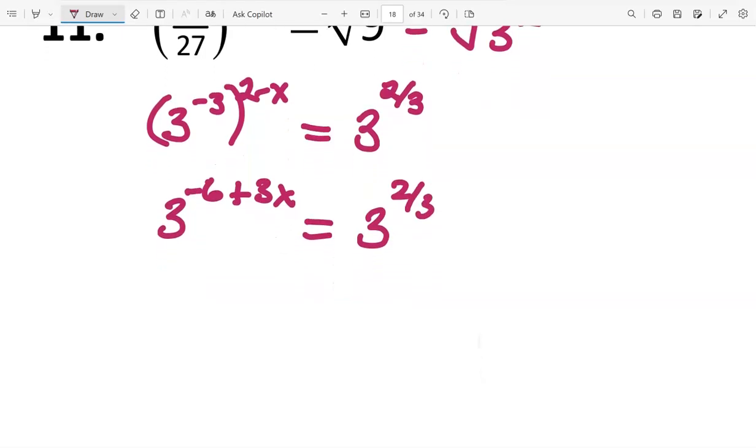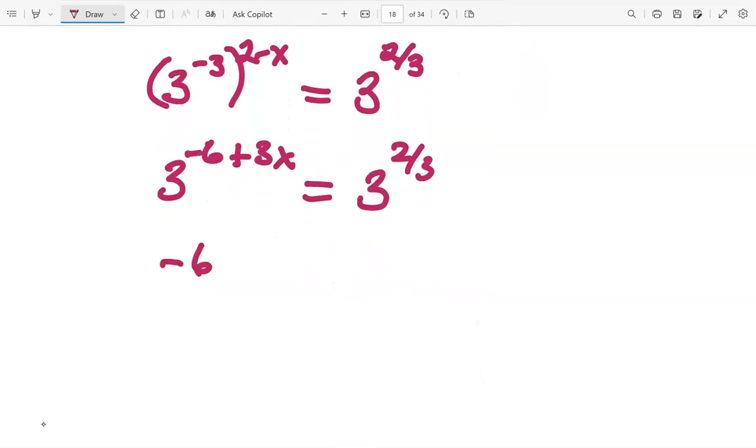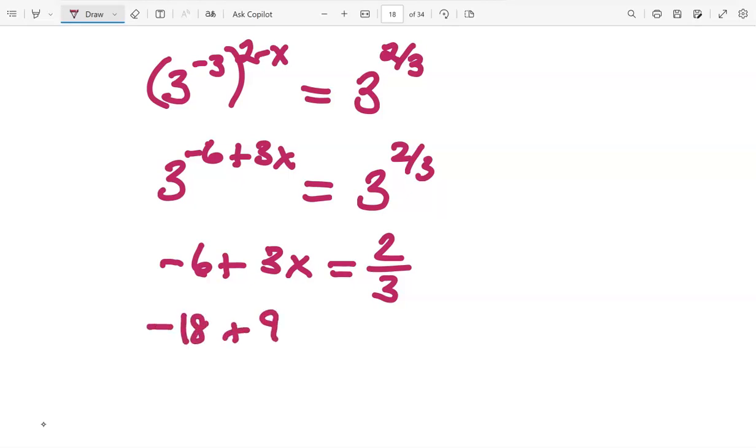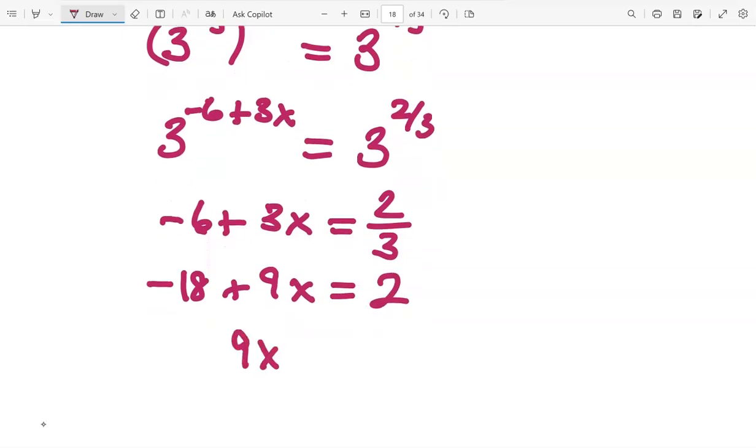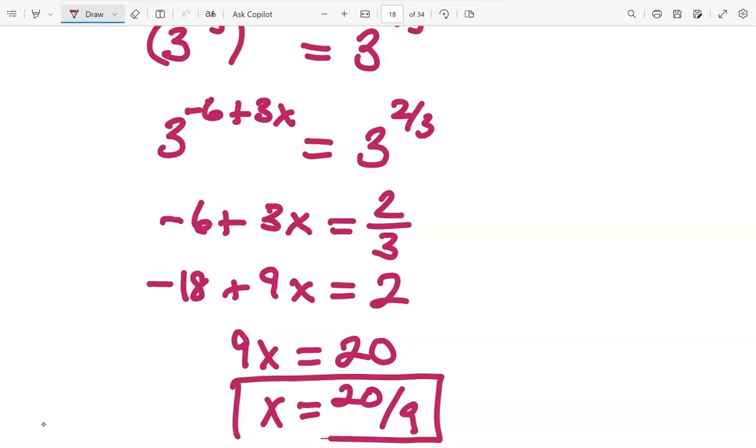Now that we have a common base, the two exponents can be equated. And if you want, we can clear fractions by multiplying through by 3. -18 plus 9x is equal to 2. And now adding 18, we get 9x is equal to 20, and so x is equal to 20/9.